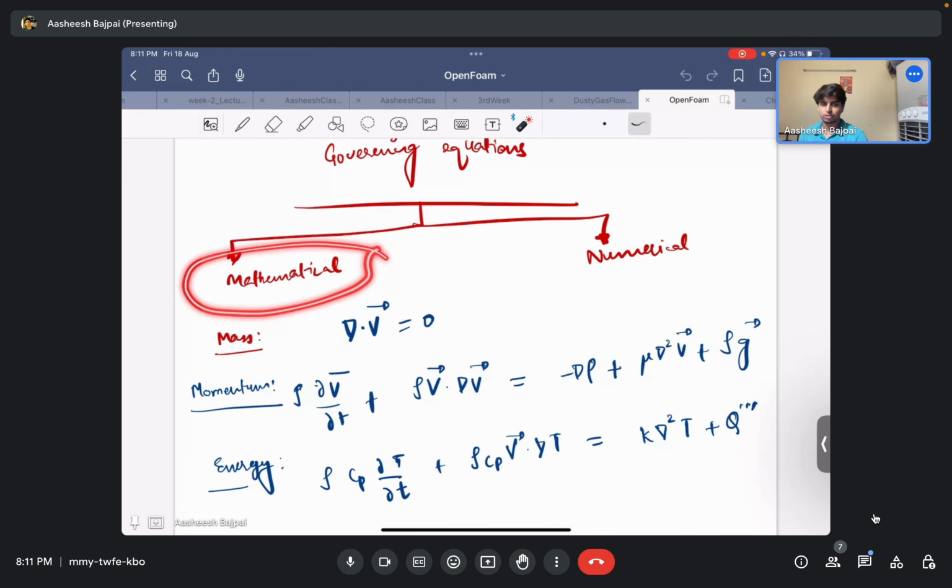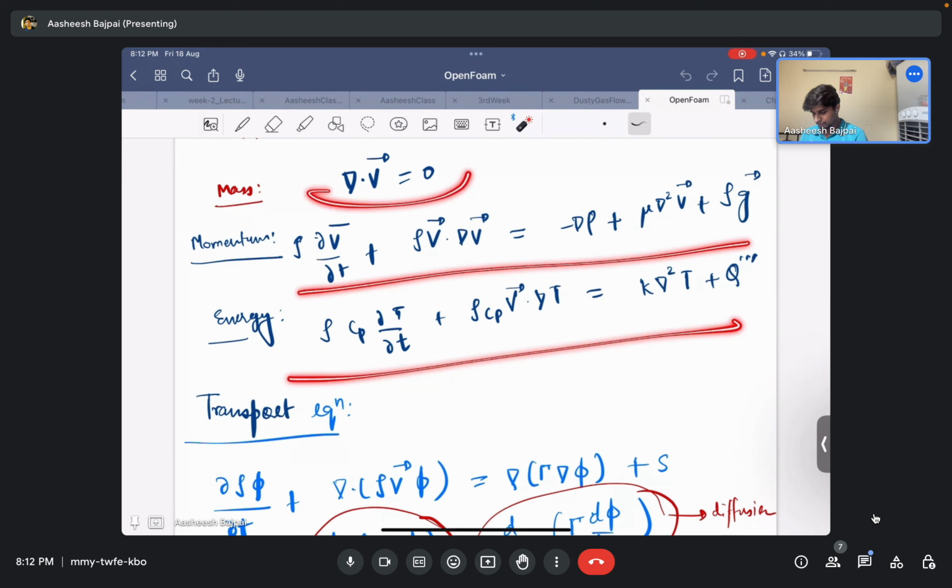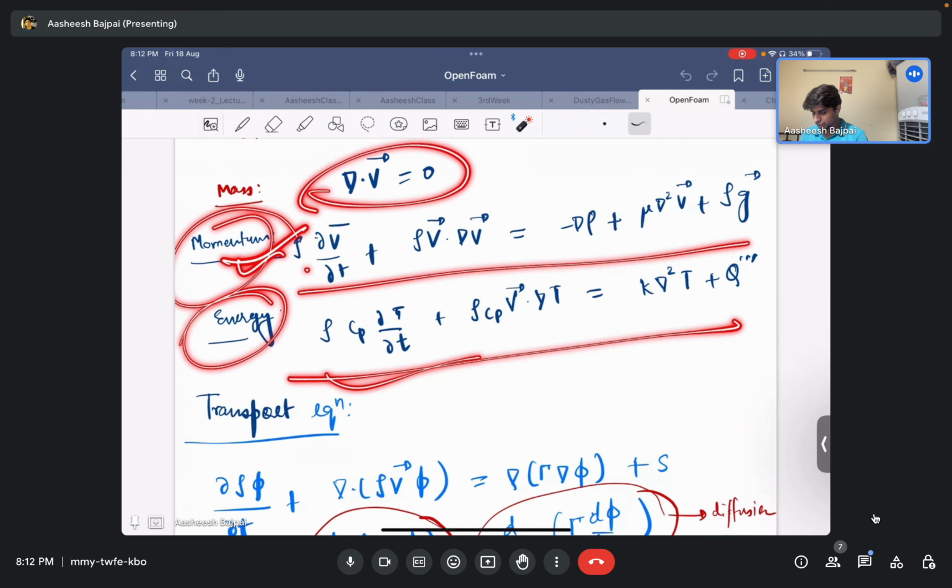So, two aspects of the governing equation: one is the mathematical aspect and one is the numerical aspect. The mathematical aspect is this. These are the incompressible equations, in which rho, or density, is constant. Here, if you see, these are the mass, momentum, and energy equations. This is called the Navier-Stokes equation.